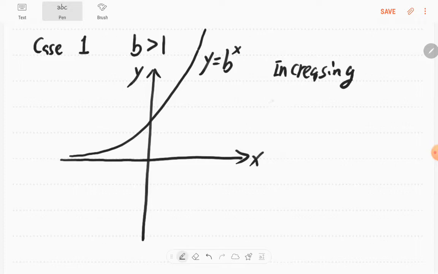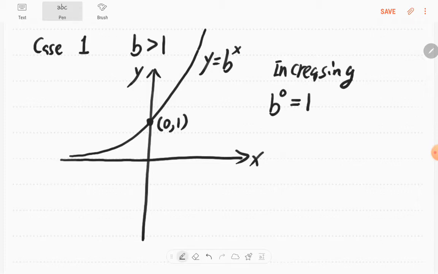And when x equals 0, b to the 0 is always equal to 1. So in other words, the 0, 1 point is always on the graph. Okay, 0, 1 is the y-intercept, right? X equals 0, y equals 1. So this is the y-intercept. So this point is always on the graph.